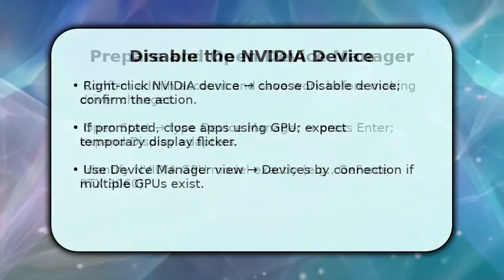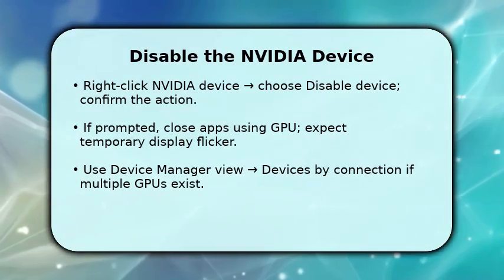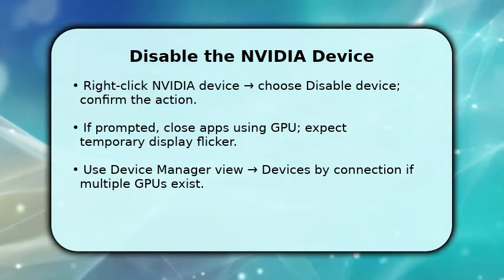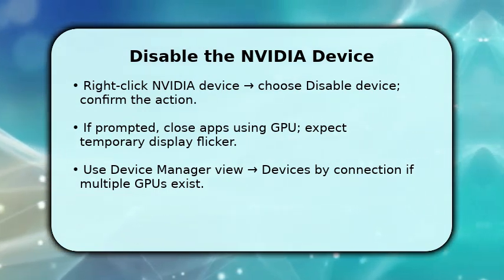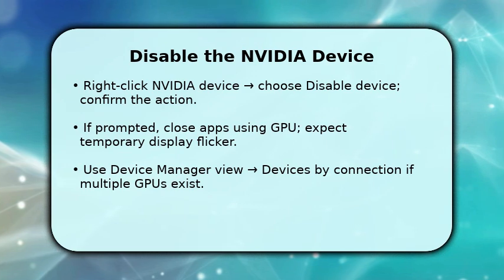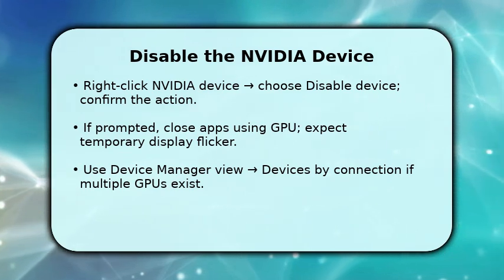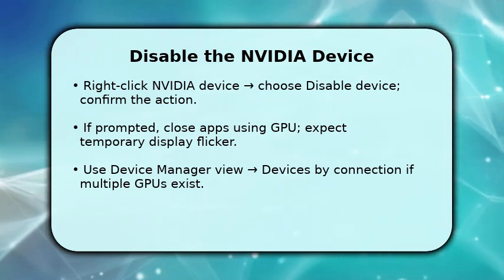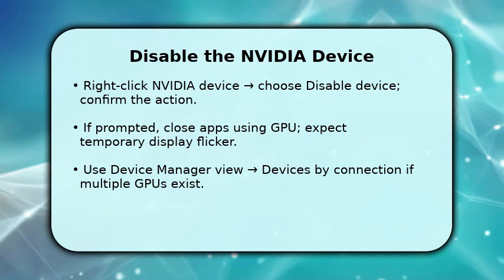Right-click the NVIDIA device and choose Disable Device, then Confirm. Do this while watching the screen. You may see a brief flicker or mode change because Windows hands off display to integrated graphics. If multiple GPUs are present, switch Device Manager to Devices by Connection to ensure you target the correct hardware path.